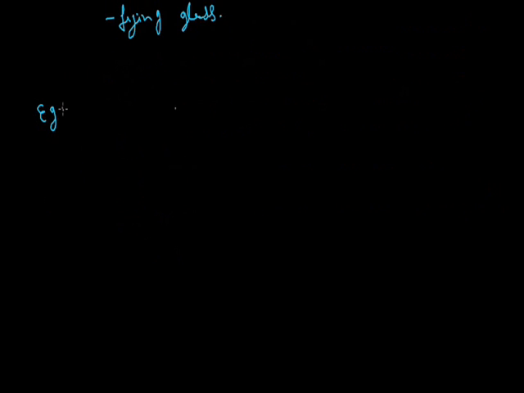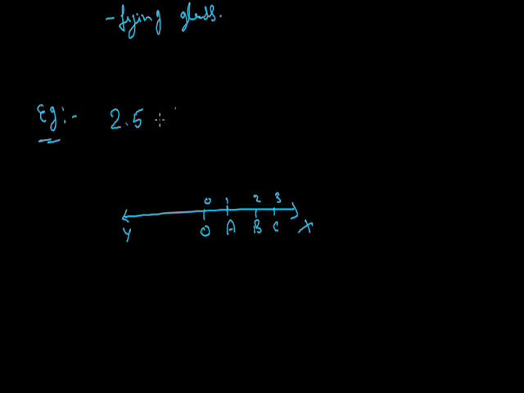Now let's take an example: represent 2.5 on the number line. So we take a line endlessly XY. We take a point O which represents 0, a point A which represents 1, a point B which represents 2, a point C which represents 3. So our number is 2.5.